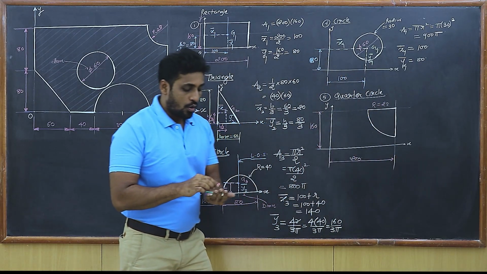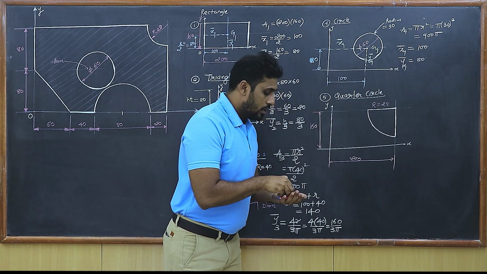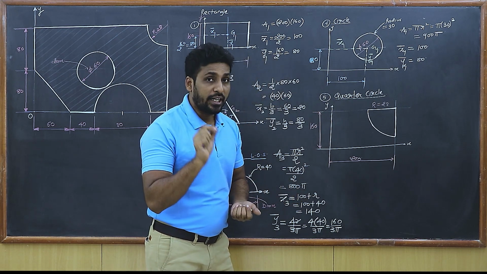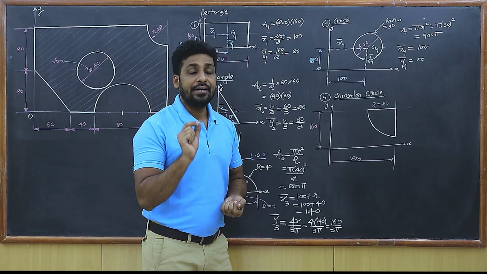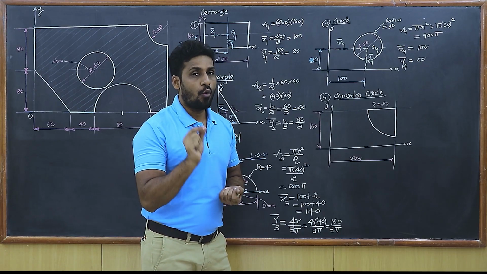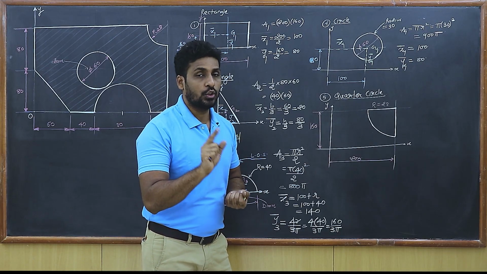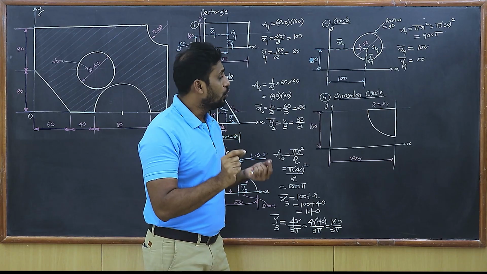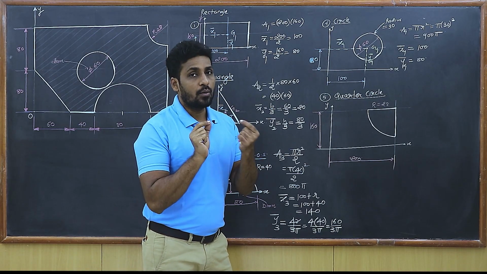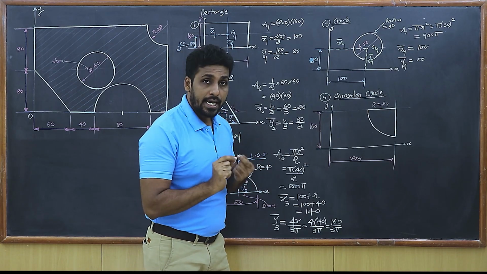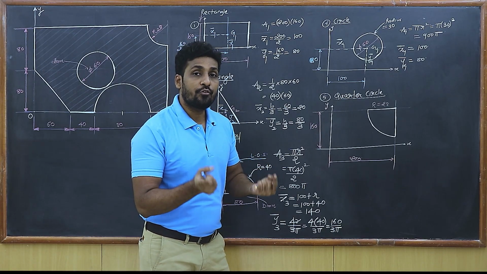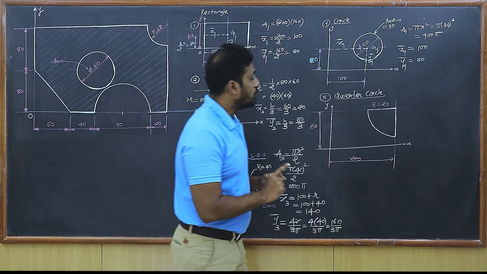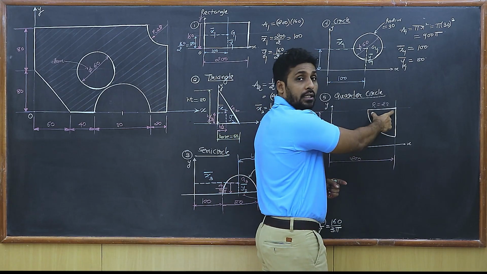Now, I know that the centroid of a quarter circle is located at a distance of 4r upon 3 pi from the radii of the quarter circle, isn't it? So you draw two lines which are parallel to the radii such that the distance is 4r upon 3 pi from the radii. So observe carefully. This is a radius, isn't it? It is a radius.